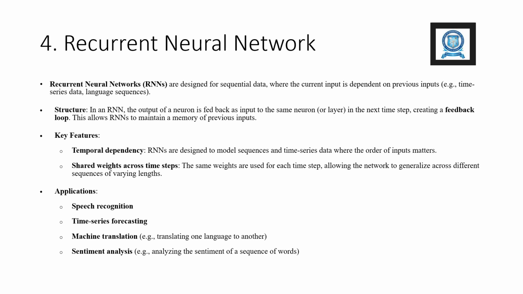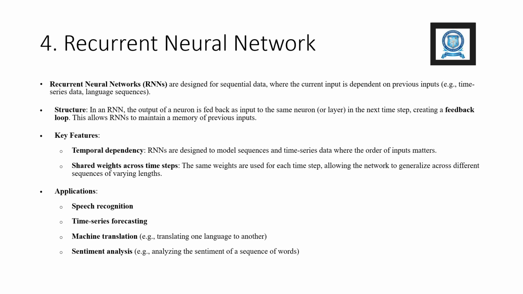Recurrent neural network. Recurrent neural networks are designed for sequential data where the current input is dependent on previous inputs. Structure. In an RNN, the output of a neuron is fed back as input to the same neuron in the next time step, creating a feedback loop.